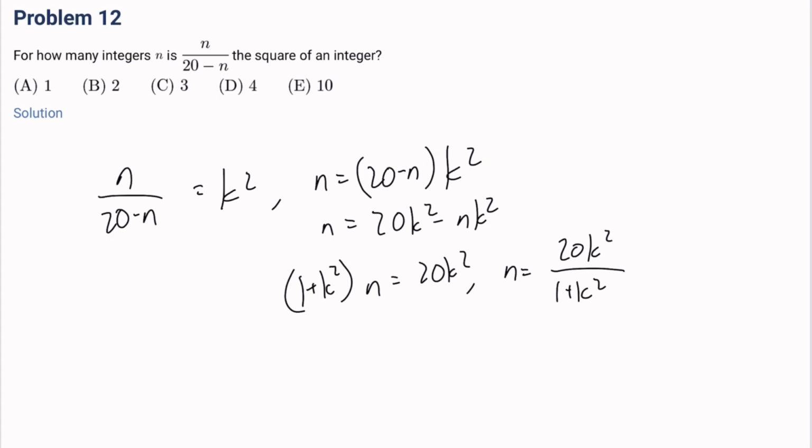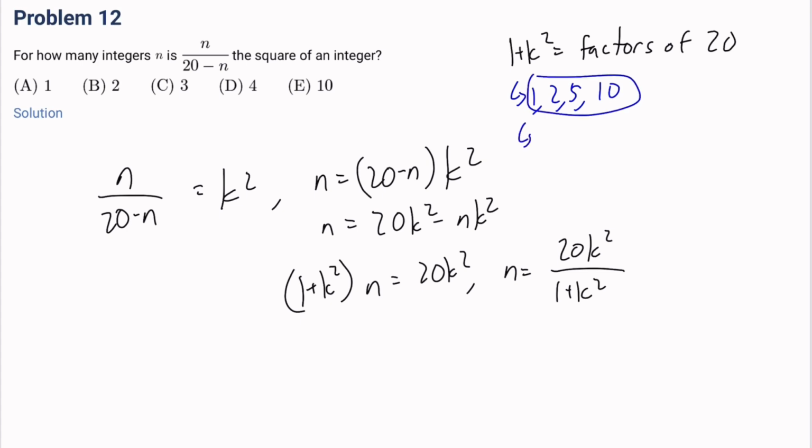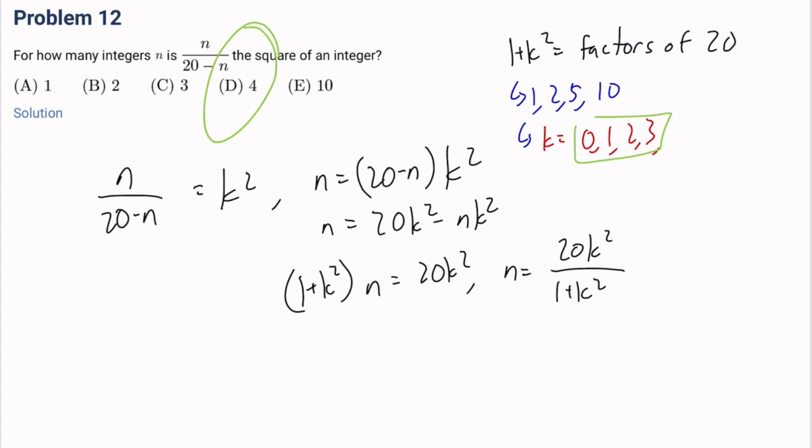And so the possible values of 1 plus k squared are all factors of 20, right? And so 1 plus k squared can be 1, or 2, or 5, or 10, etc., right? And those are the only factors of 20 that will make k an integer. So these will have k equaling 0, 1, 2, and 3, right? So we have 4 values in total. The answer is 4. It's D.